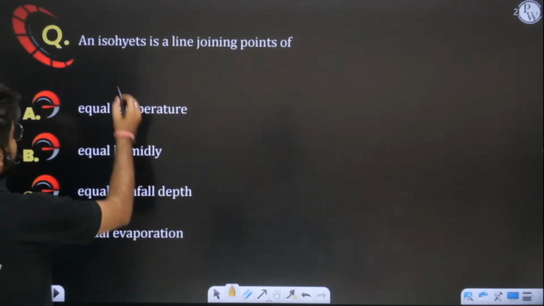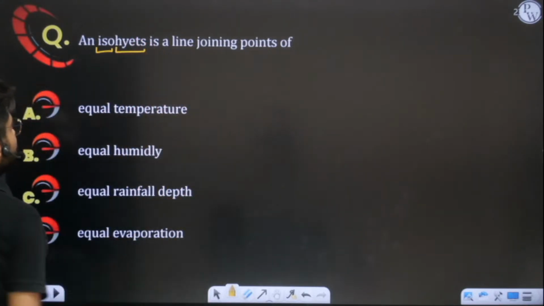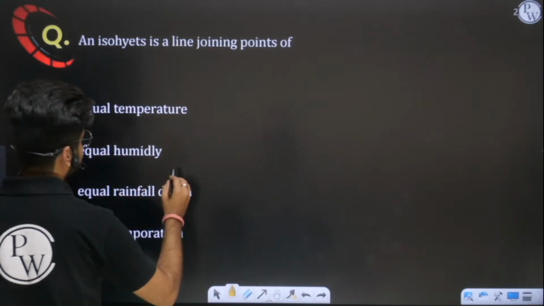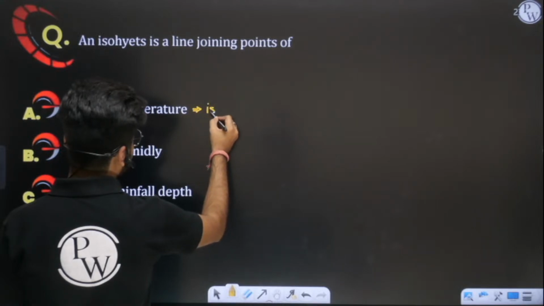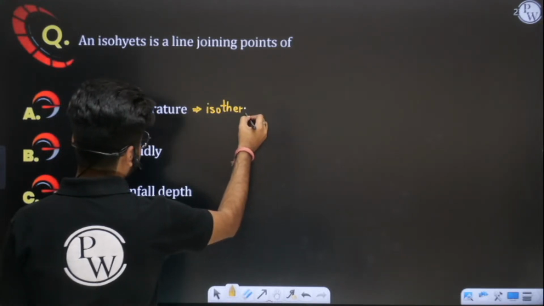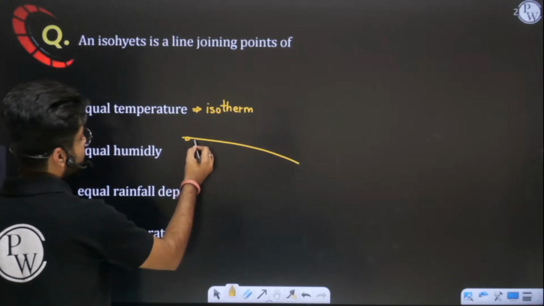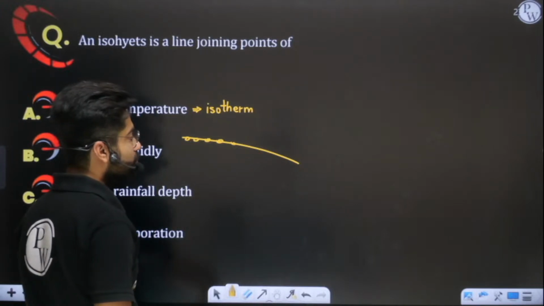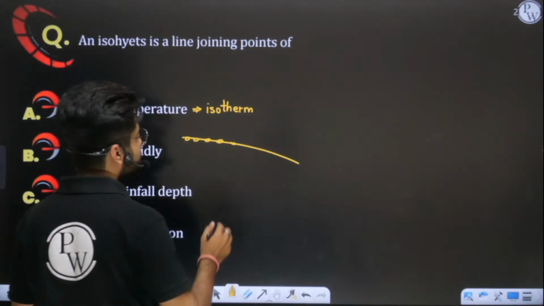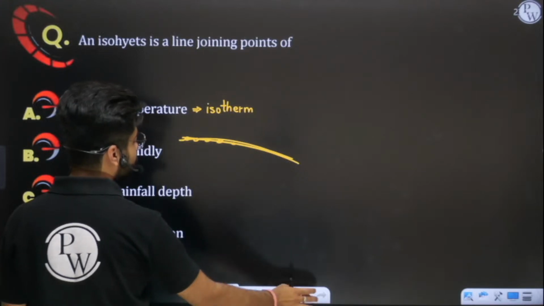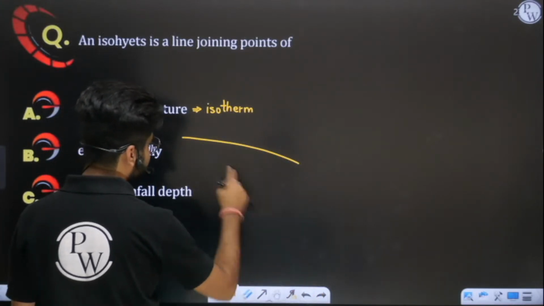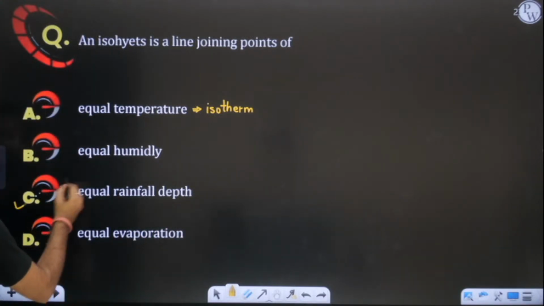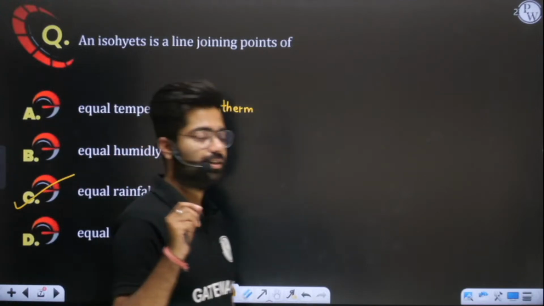It's very simple. Iso means same. Hyet means rainfall. See, isotherm means equal temperature. On this line, if all the points joining to form this line have the same temperature, then I will call this line an isotherm. But if this line has the same rainfall, then I will call it an isohyetal line. See, this line was also drawn in your isohyetal method.